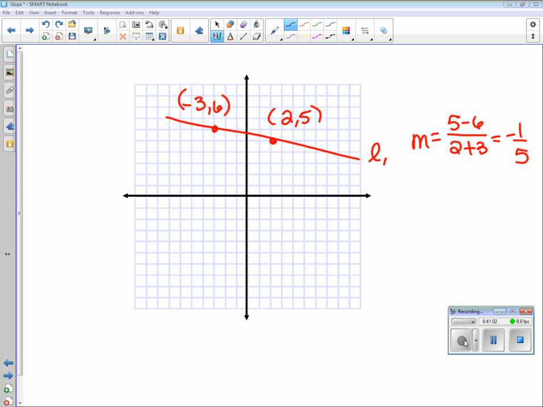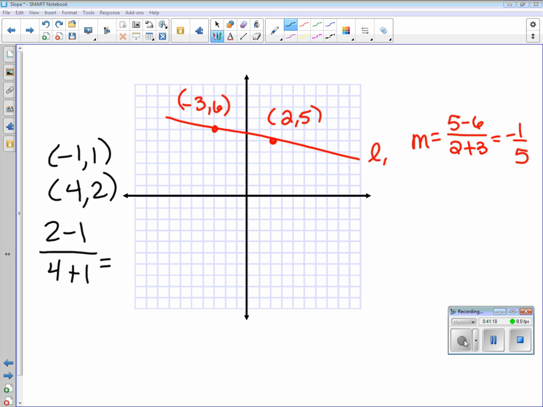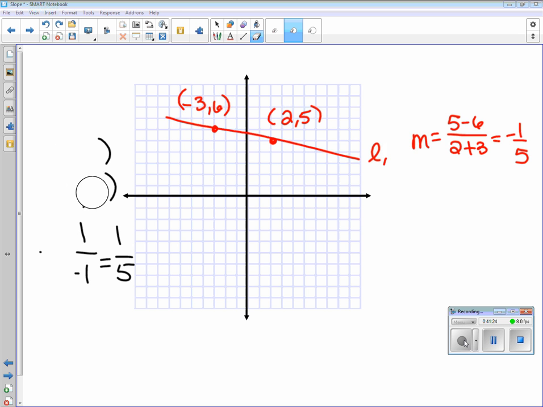Yeah. Go ahead. Negative 1, 1. Okay. And 4, 2. All right, let's verify. We want the slope to be 5/1, right? So 2 minus 1, and then 4 minus a negative 1. That's 1/5, not 5/1. So I disagree with this answer. Anyone want to try and get 5/1?